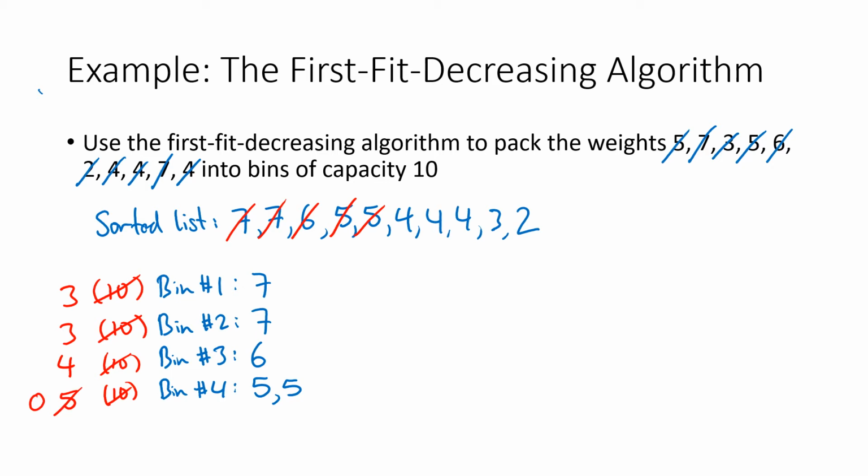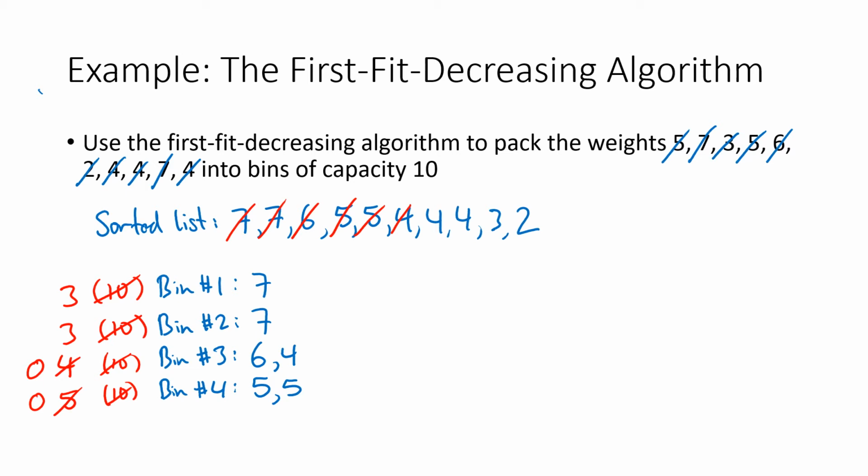Bin number 4 is now full, so nothing else can fit into bin number 4, so that's good. Remember, we're looking for these good fits. We like it when the bin fills up exactly. Okay, so now we've got a bunch of 4s. So the first 4 can fit into bin number 3, so I'll put it there. Cross that off my list, update my capacity. Bin number 3 is also perfectly full.